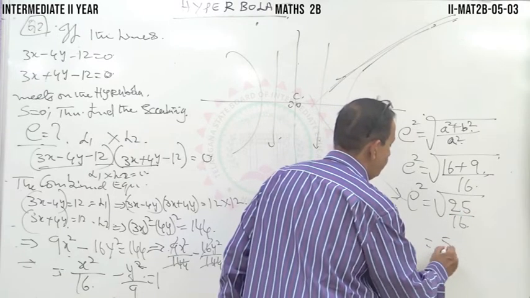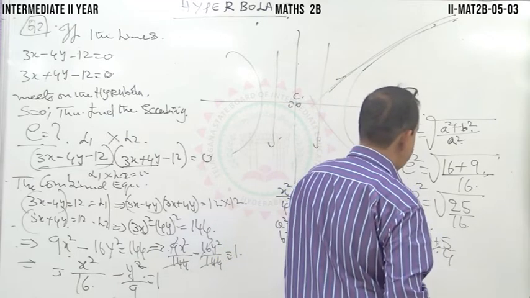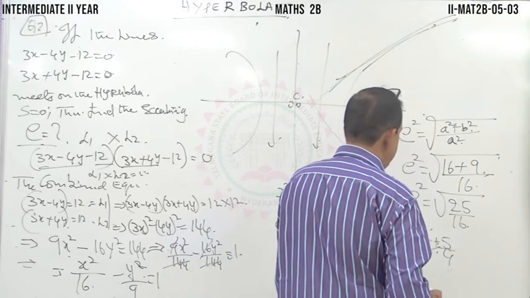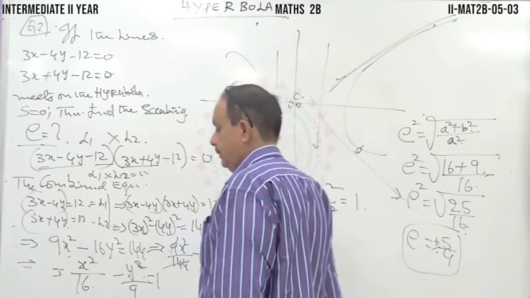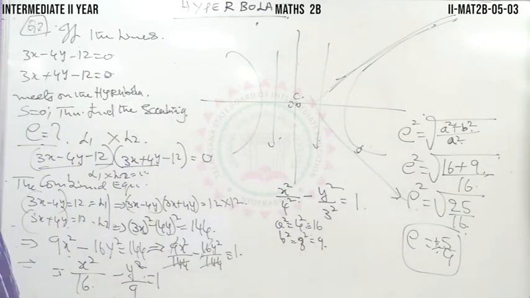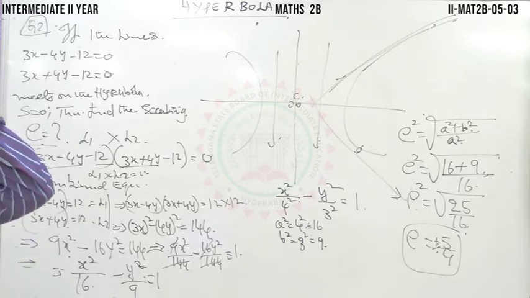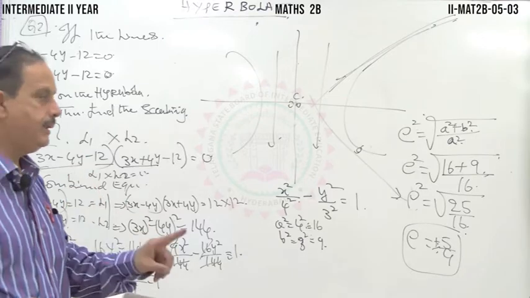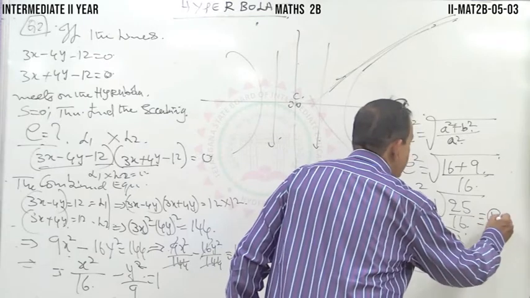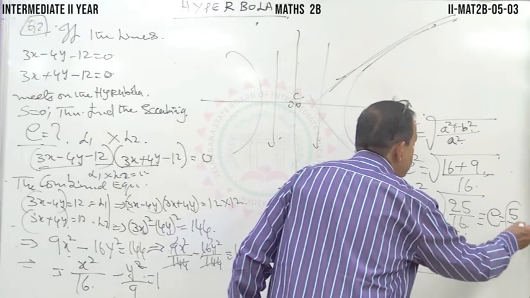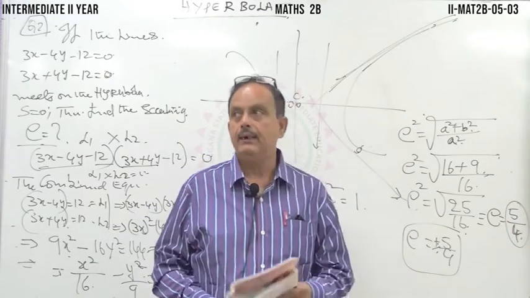So e square is 25 by 16, and e is the square root of them, plus or minus 5 by 4. You can write e as plus or minus 5 by 4. But you have to remember here, we consider not the minus but only the plus part. So e is equal to 5 by 4. That is how we consider our value.